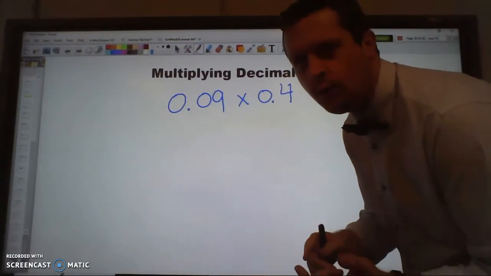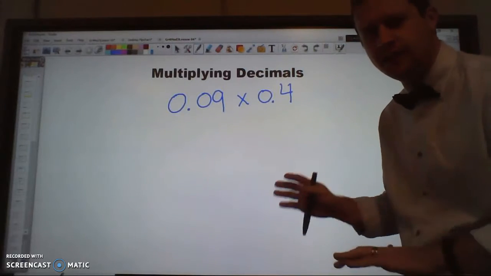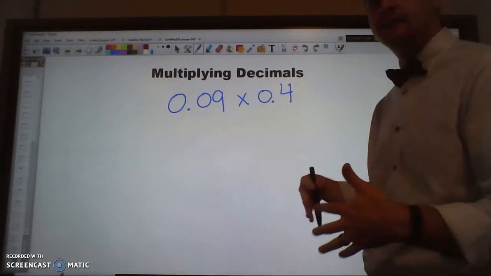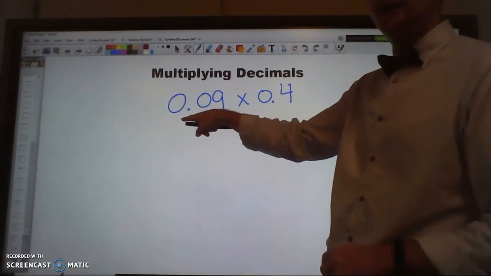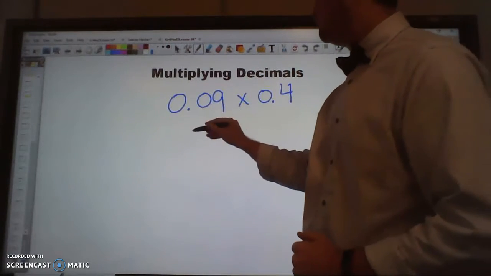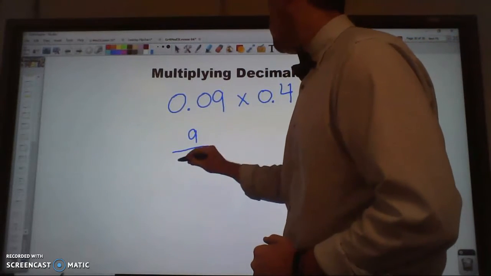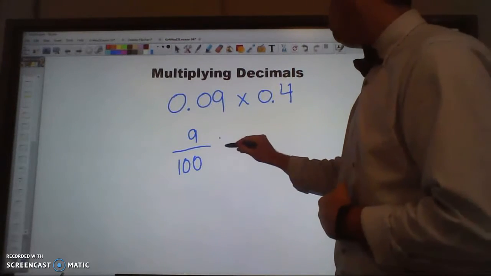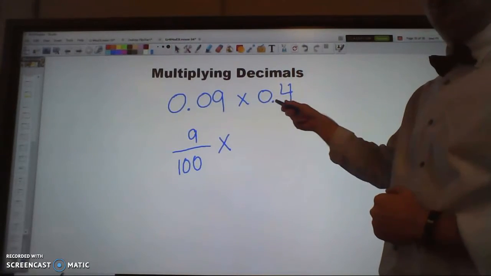All right, so now we're going to look at it as a fraction. And again, this is later on in 5th grade, but I think it makes sense. All right, so we're going to write it as a fraction. So that would be 9 hundredths. 9 hundredths looks like this. And then you do times, and this is 4 tenths.